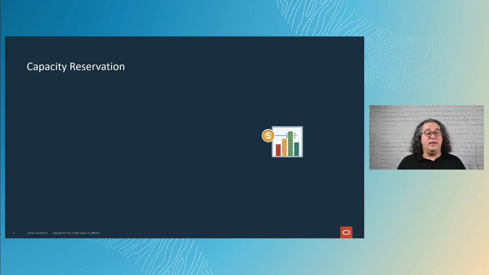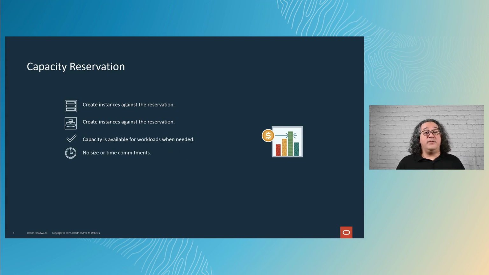Unlike on-demand capacity, where you cannot be sure that the resources will always be available when needed, capacity reservation gives you that guarantee. How does it work? Ahead of time, you will create a reservation. This ensures the resources will be available when you decide to use them. When you create an instance, you will inform it and it will be using the resources from that reservation. The capacity reservation does not have size or time commitments. They can be created, changed, or deleted at any time.